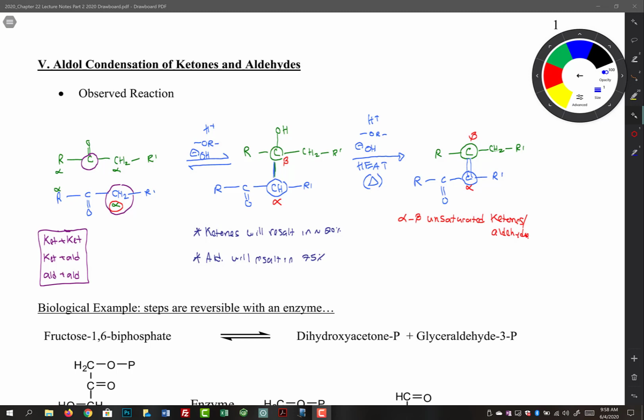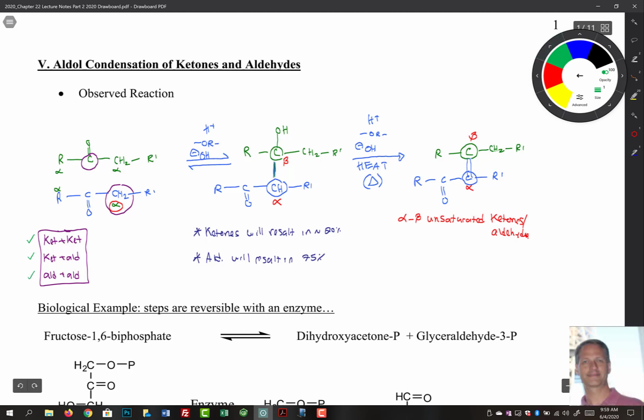In this section of our chapter 22, we're going to talk about aldol condensations, and we're going to look at those reactions with ketones and with aldehydes. So if we look down below, there's an observed reaction down here. What we have here is an aldehyde or a ketone and another aldehyde or a ketone. So our combinations are ketone and ketone, ketone and aldehyde, or an aldehyde and an aldehyde.